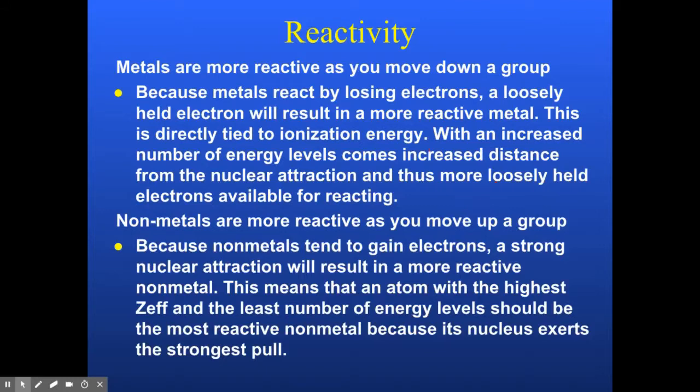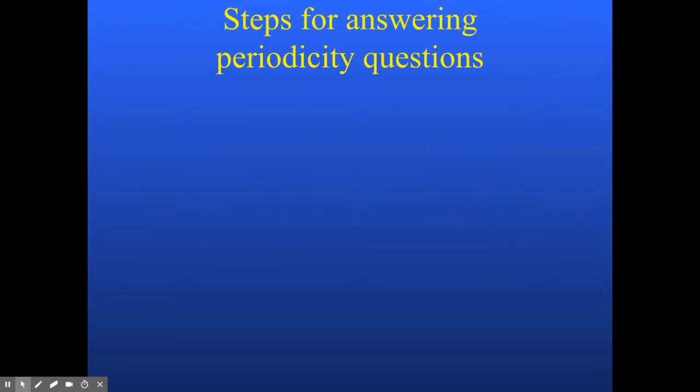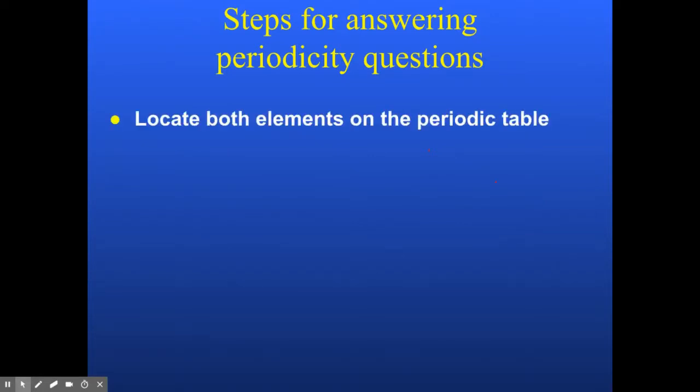So fluorine is much more reactive than iodine, if we just look at the halogens for an example. That's because nonmetals tend to gain electrons. A strong nuclear attraction will result in a more reactive nonmetal. Fluorine has valence electrons in just the second energy level, with high attraction for those valence electrons. So an atom with the highest effective nuclear charge and the least number of energy levels should be the most reactive nonmetal.